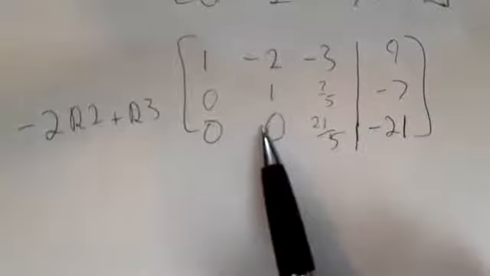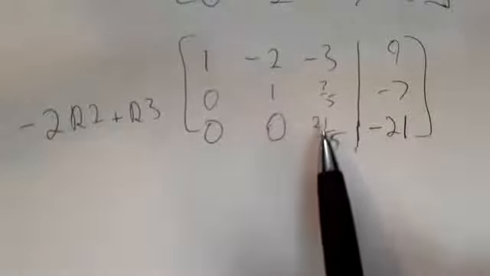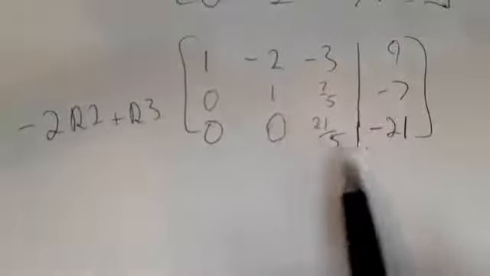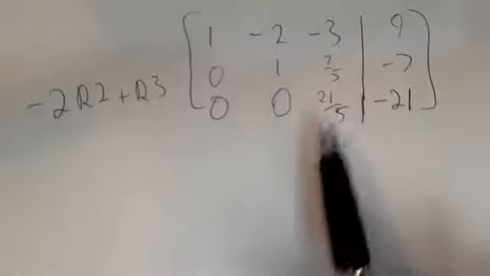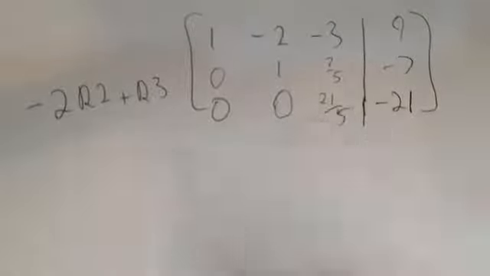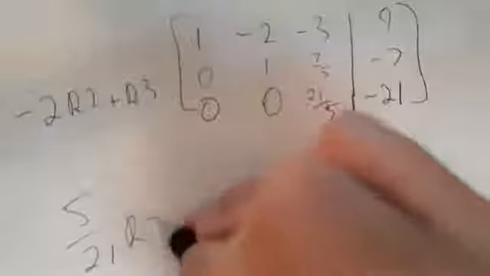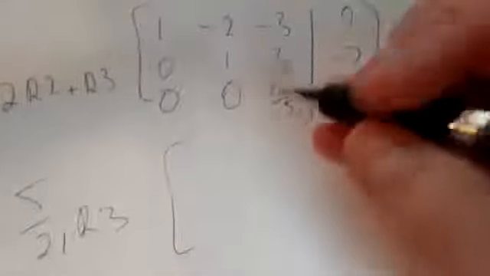Last but not least, we move over another column. We want to get the 1s in the diagonals. We want to get a 1 here. So kind of looks silly, but if we want to get a 1 here, the thing we got to multiply by is called the reciprocal. That looks like 5 over 21, and we're going to multiply that by row 3. And I wrote it really big because I'm excited. We're almost at the end.